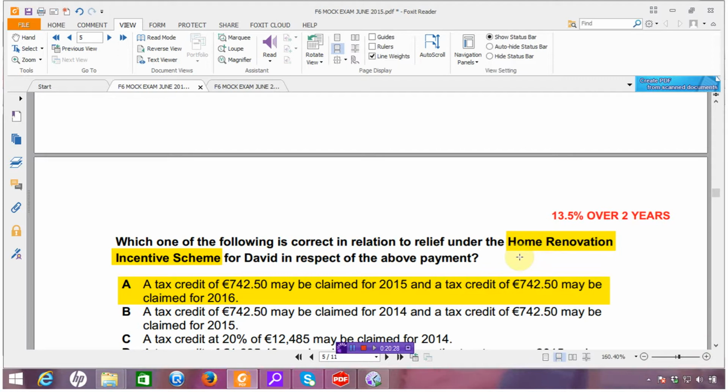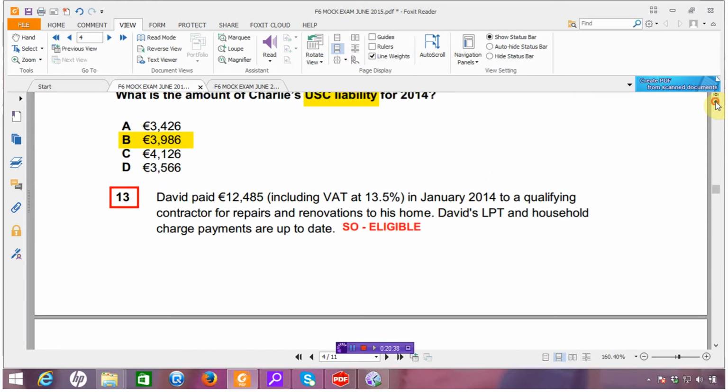And I guess the key thing to remember is, this home renovation incentive scheme really does provide a credit of 13.5% in total over 2 years. But note that that credit has to be paid to individuals who are really up to date in relation to other taxes, in particular LPT and household charge. So certainly going to be eligible on that basis.